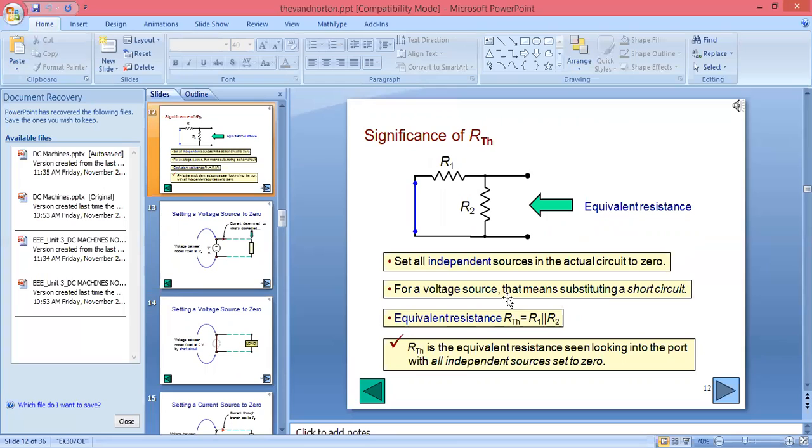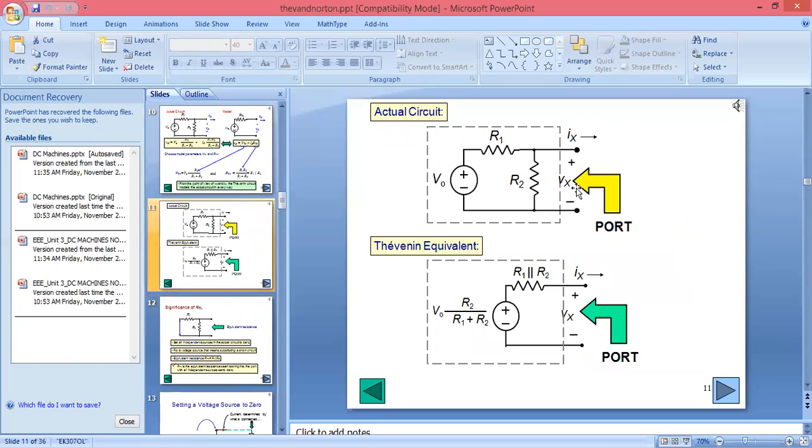We are calculating the equivalent resistance. How are we calculating? We are considering all independent sources in the actual circuit as 0. So for a voltage source, we are keeping it short circuit. The supply voltage that was given here, when we are supposed to find the Thevenin equivalent resistance, if there is a voltage source we can keep this as a short, and if there is a current source we can make it open to derive the value for Thevenin equivalent.